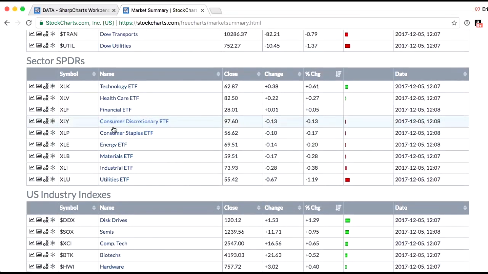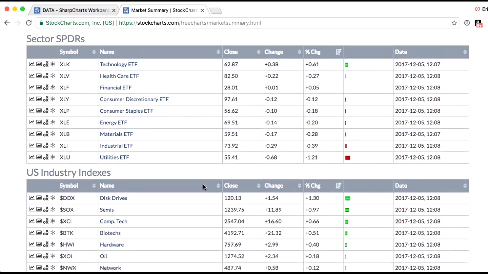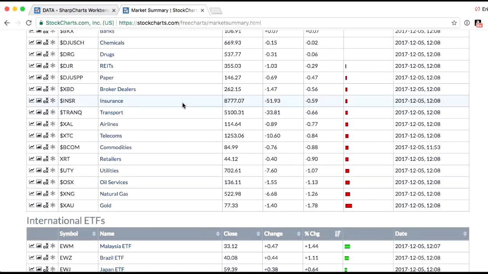When you look at the sector spiders, technology at the top, not a surprise. And we could see utilities are the big laggards, down almost 1.25% right now. As far as U.S. industries, of course, you're seeing disk drive semis, computer technology at the top, and gold, which I did point out is having a very bad day, is down almost a little over 1.75%. Natural gas and oil services also laggards right now as far as our industry groups.